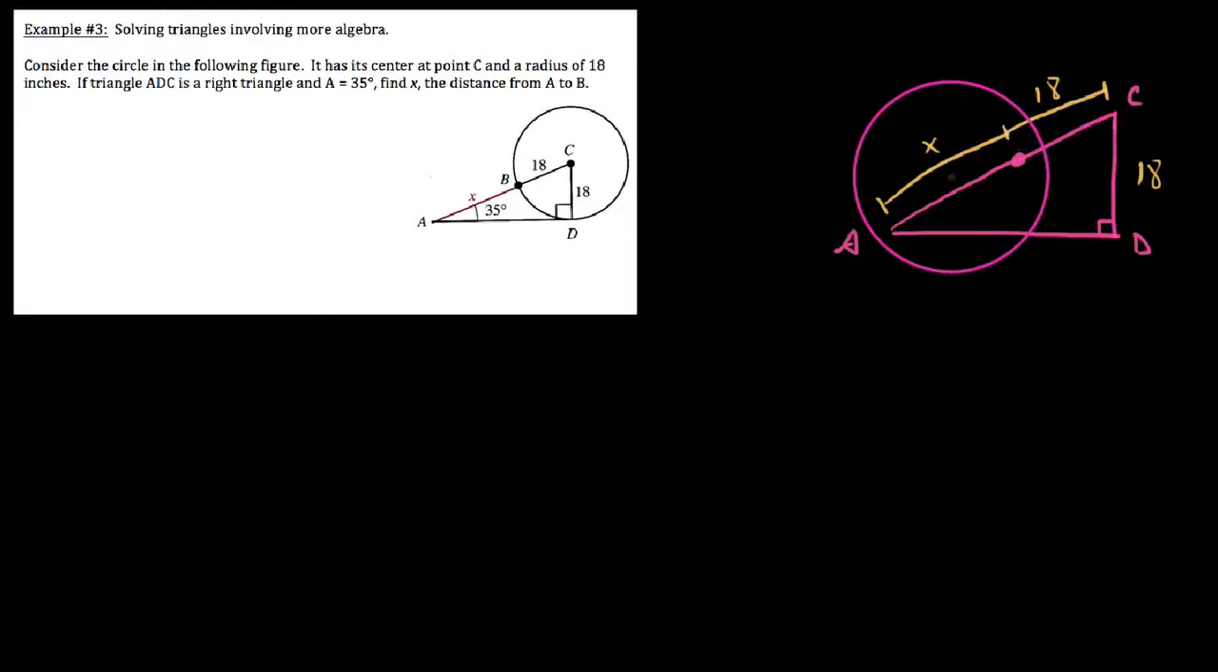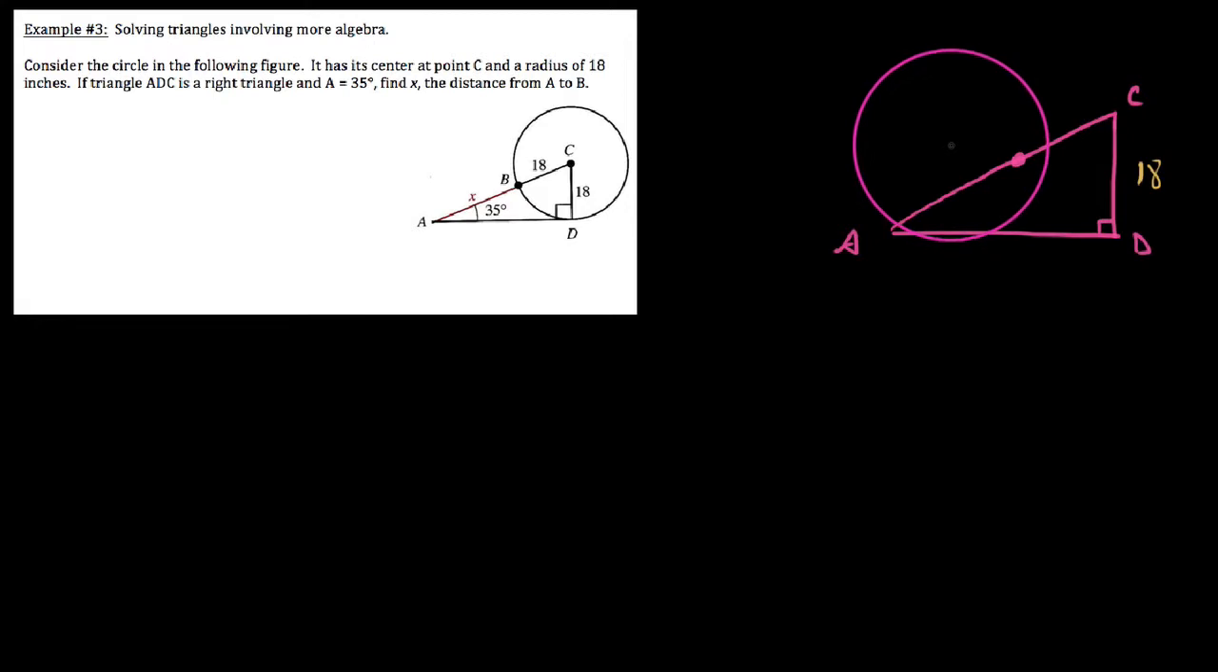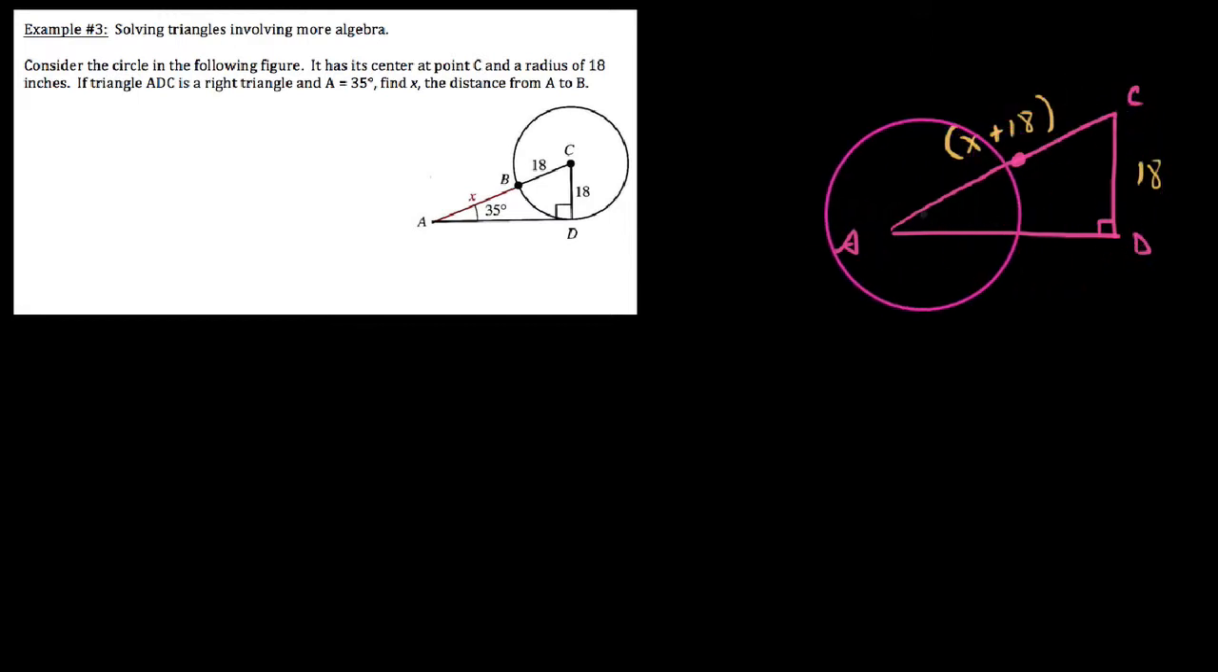So instead of writing this as x and 18, we're going to use the segment addition postulate that you remember from geometry that says, if the distance from A to B is x and the distance from B to C is 18, then the entire distance from A to C is the addition of these two segments. So we could say that this is x plus 18 units. That is the length of this entire side. Okay, and of course, we also know that this is 35 degrees.